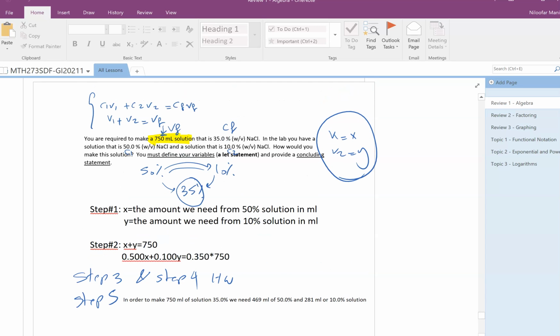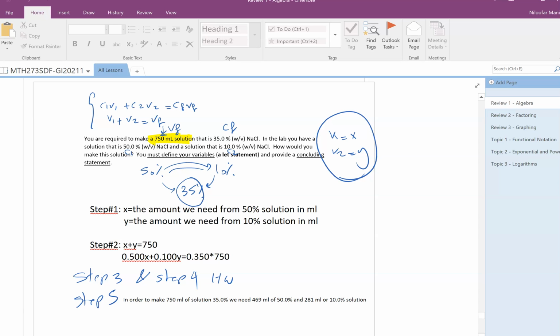Okay, so I look at the question here. 750 milliliter is V final. C final is 35%. C1 is 50 and C2 is 10. But I don't know V1, V2. V1, V2 is X and Y. So you read the question, you understand it's a mixture problem. You think if the question makes sense. Okay, 50% and 10%. I want 35%, which is in the middle. Oh, makes sense. Good. So that's perfect.